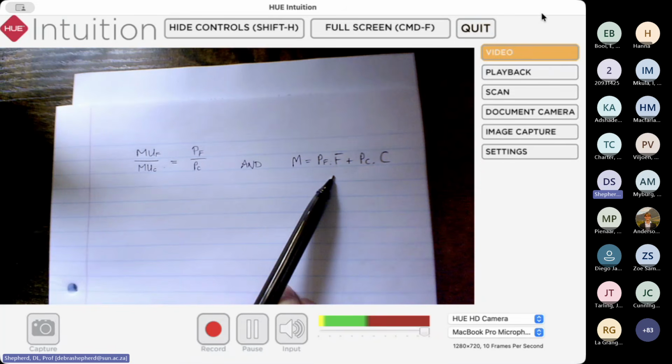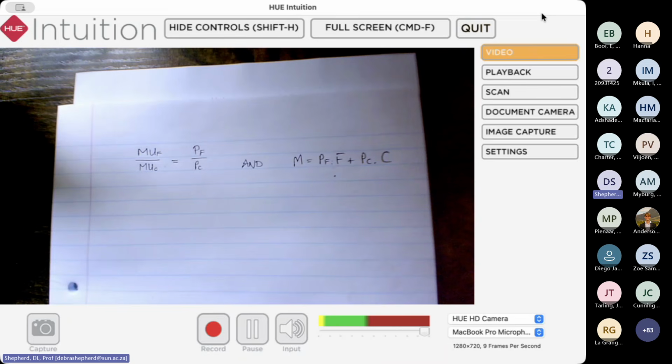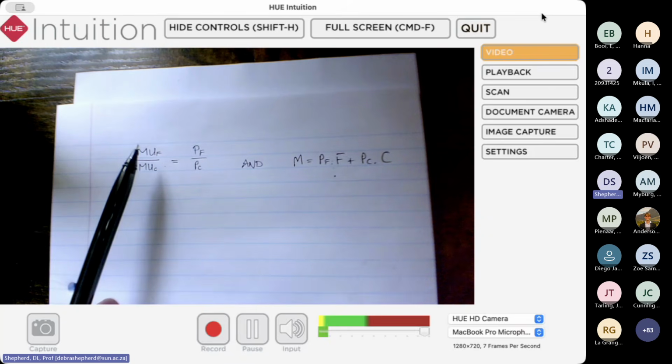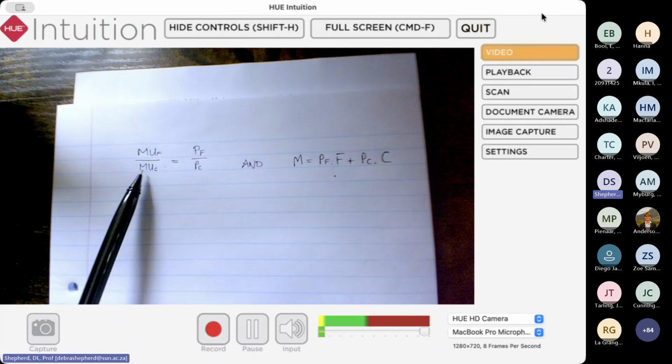And these are the two conditions that come out of the Lagrangian first order conditions. So this is how we actually figure out that these are what needs to be fulfilled. So we need to find the marginal utility of F, and we need to find the marginal utility of C. We get given PF and we get given PC. Those are 10 and 20.